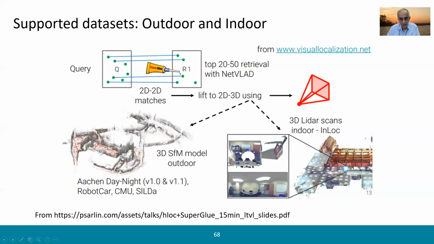And they do the same thing for indoor data sets too, where instead of the 3D model which was built earlier based on a lot of images, you have LiDAR to do the lifting. Essentially, given the 2D to 2D matches, you lift them to 3D using either the 3D model which is made for the images, or LiDAR which is made for the indoor data set in the examples they ran.